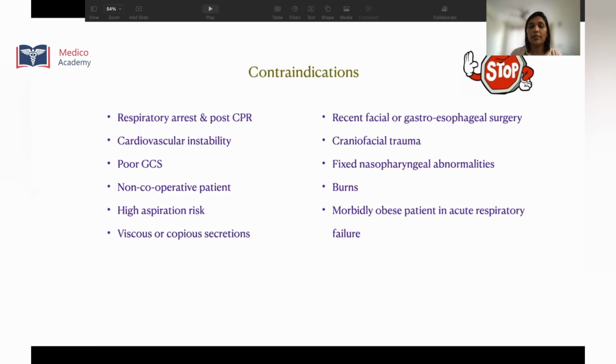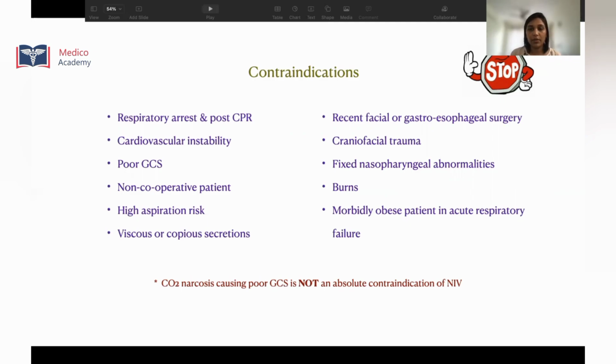It's also contraindicated in patients who have undergone a recent facial or gastroesophageal surgery, because if you give an NIV and the gases escape into the abdomen, then there is always a chance of anastomotic leaks and sutures giving away. Patients with craniofacial trauma and fixed nasopharyngeal abnormalities are also not candidates for non-invasive ventilation. Also, a patient who has suffered burns of the face, head and neck area is also not a good candidate for NIV. A morbidly obese patient who is presenting with acute respiratory failure is also not a candidate for NIV. But a point to be noted is that CO2 narcosis as the sole cause of poor GCS is not an absolute contraindication for NIV.